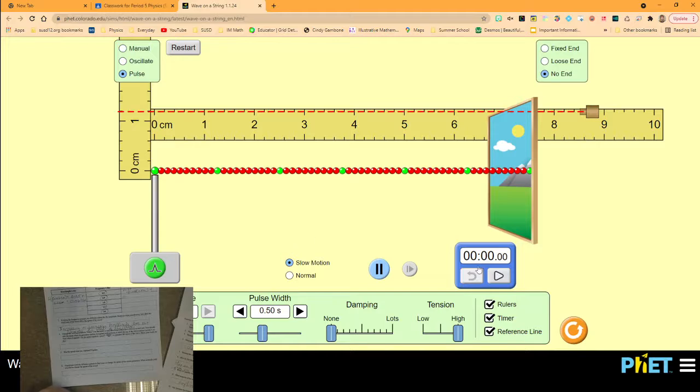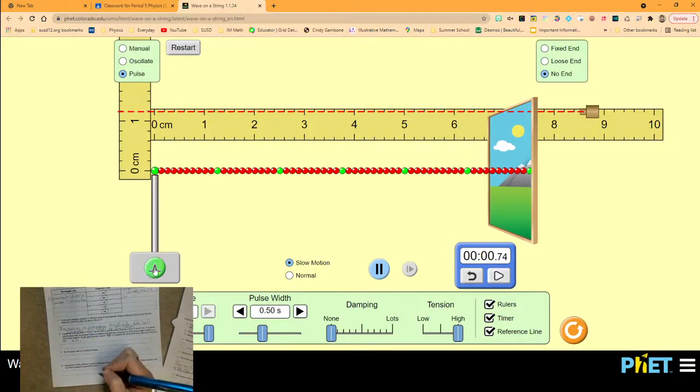Okay, we're going to use the stopwatch over here. This is kind of tricky. You're going to generate the pulse and start the stopwatch when it's at the peak. So you're going to have to be pretty fast. Make sure you do it in slow motion. Start there. 1, 2, ding. That was 0.74 seconds.